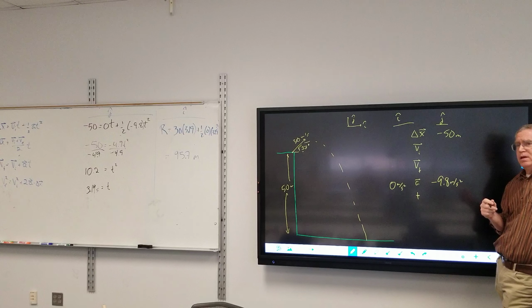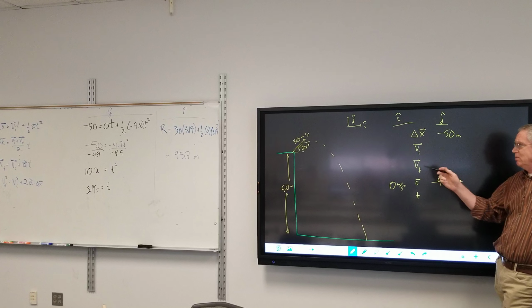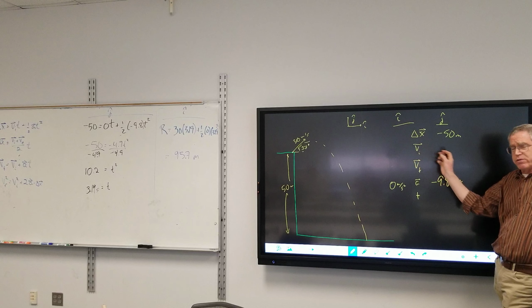The initial velocity in the J hat direction would be 30 meters per second sine 37 degrees. Okay, so this gets into the initial velocity. Because it is not all horizontal, neither of these are 30 meters per second. Some of it's up, some of it's to the right. So we have to do some trig.